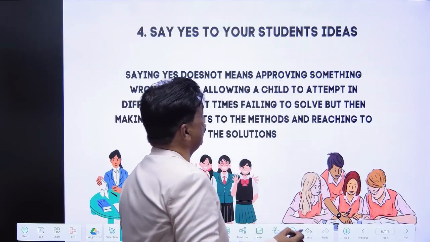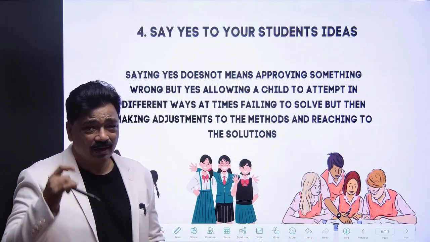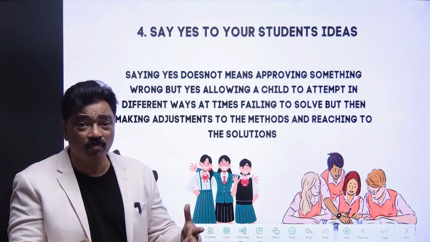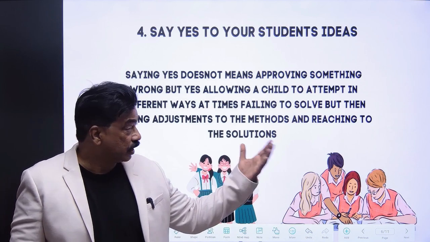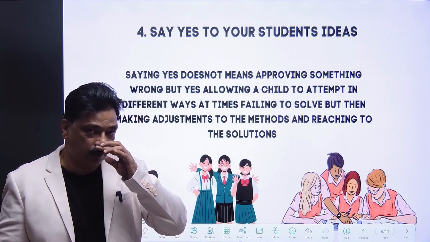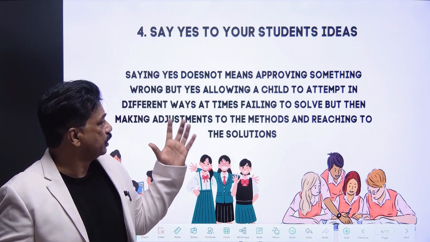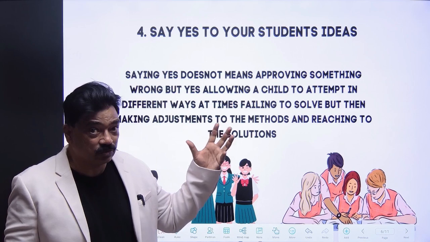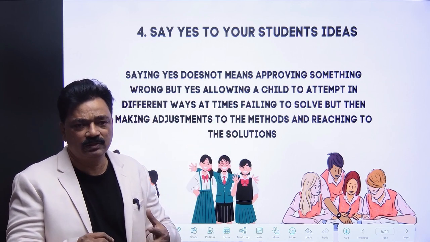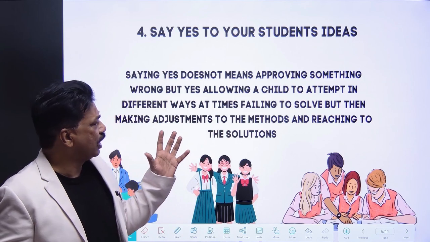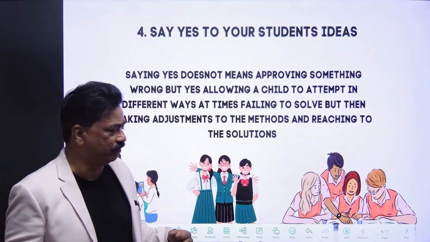You try your way, you have your way, you try it. Let us see if through your method we can get to the correct answer or not. I'll come back to this through a sum later on. But yes, I'm again saying, yes does not mean approving something wrong, but allowing a child to attempt in different ways.